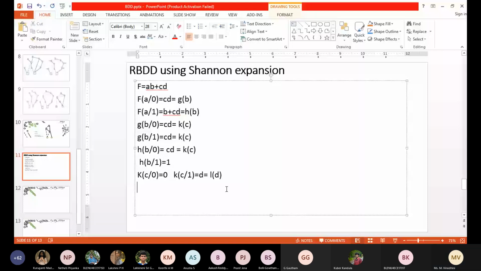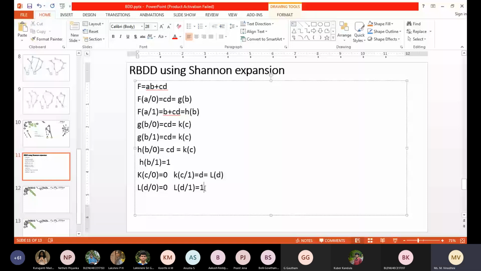Now moving on to level 4. L of D, consider it as 0. What will be the answer? L of D is nothing but D. When D is 0, 0. Similarly, D as 1. Can I substitute this D as 1? 1. So now this is my level 4 where my answer is all 0 and 1. I didn't get any new variable here. So I can stop it here.